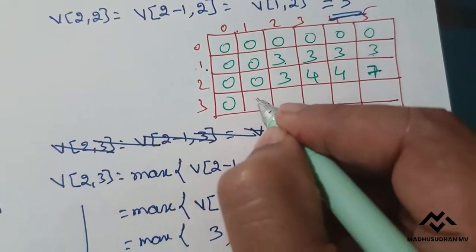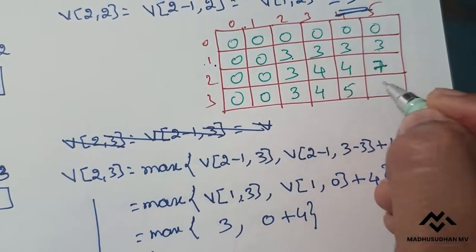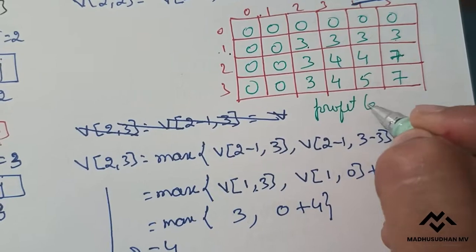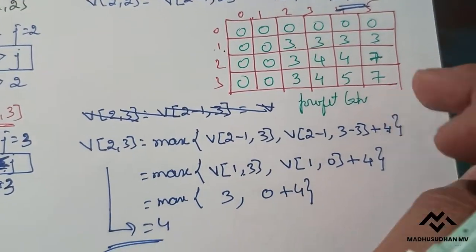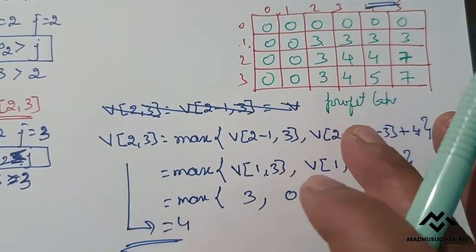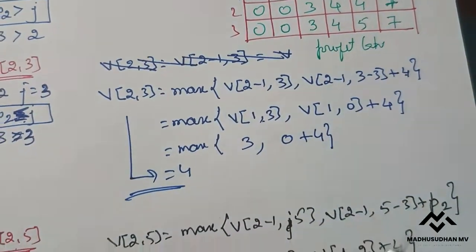Similarly, if you solve the rest, you will get 0, then 3, 4, then 5, and 7. This is the complete profit table. In order to construct this table, we have to use these 3 formulas. Hope you people understood. Now, to construct this profit table, we will write the algorithm.